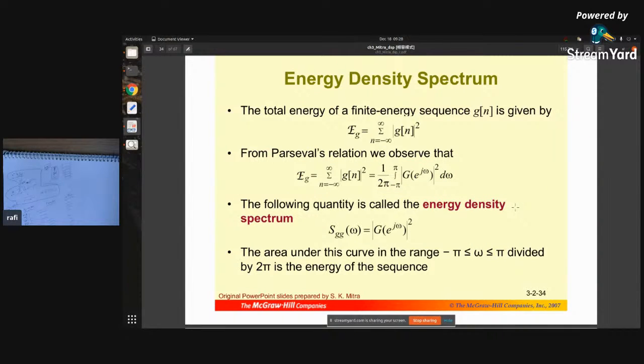The definition of energy spectral density is |G(omega)|^2 for signal g. It is represented by S_gg(omega). This is actually a second order statistic. If you see the probability concept, if you apply the random process concept, this is one of the second order statistics. So the area under this curve divided by 2 pi is the energy of the sequence.